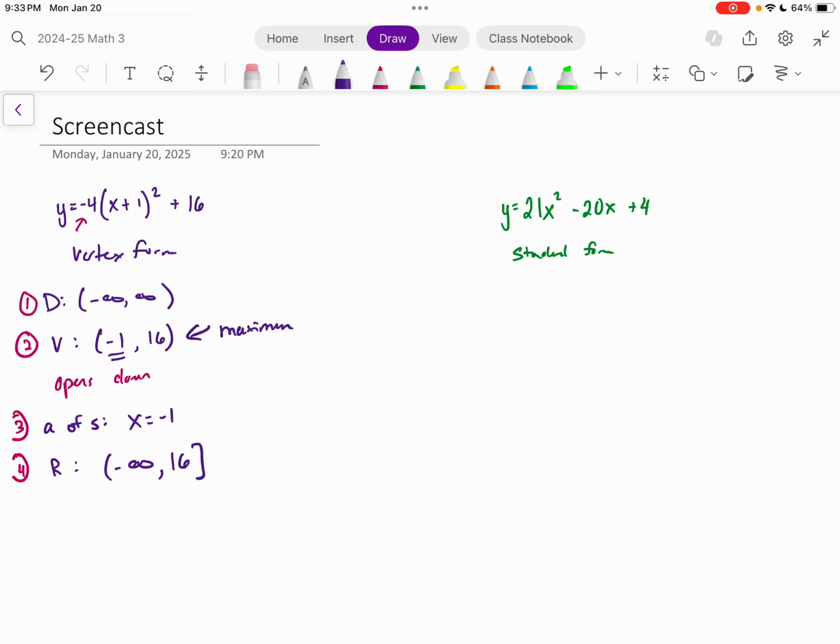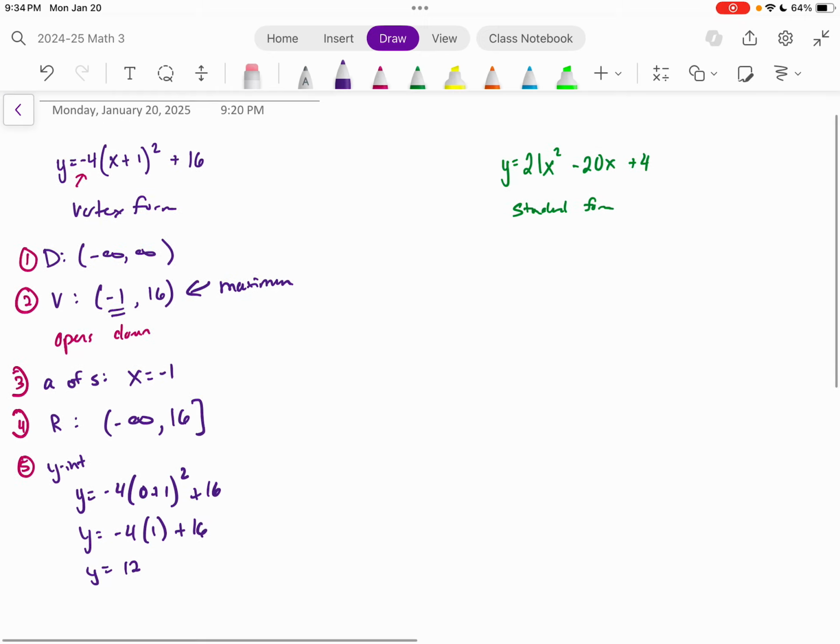And now we have two tricky things in this form. Let's find the y-intercept first. To find the y-intercept, we're going to have to set x equal to 0, and then solve for y. So we're going to get something that looks like this, and then that's just -4 times 1 squared, which is just 1, plus 16, so this is going to be +12. So my y-intercept is (0, 12).